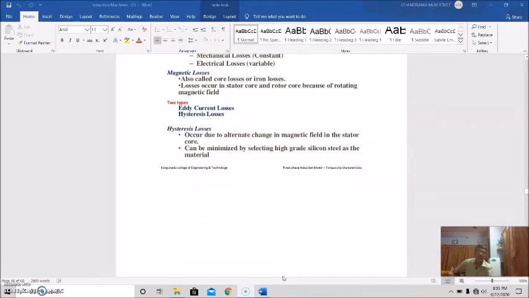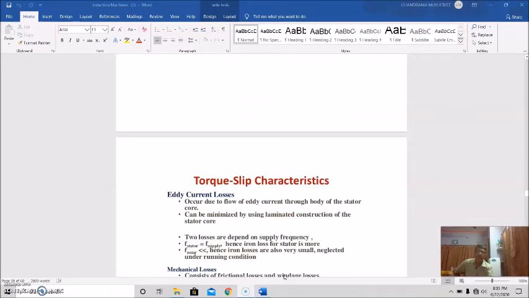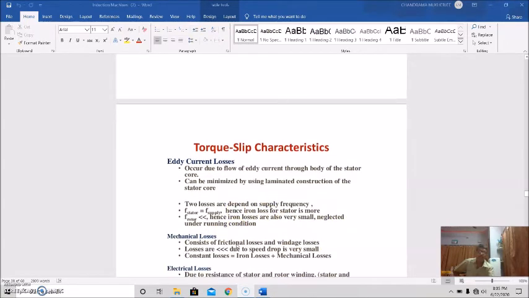So eddy current loss occurs due to the flow of eddy current in the body of the stator core, and can be minimized by using laminated construction of the stator core. Both losses depend on supply frequency. Because the stator carries the supply frequency, the iron loss in the stator is more, and since the rotor frequency is less, the iron losses in the rotor are very small, neglected under running conditions.